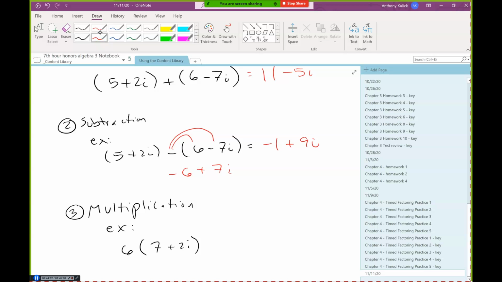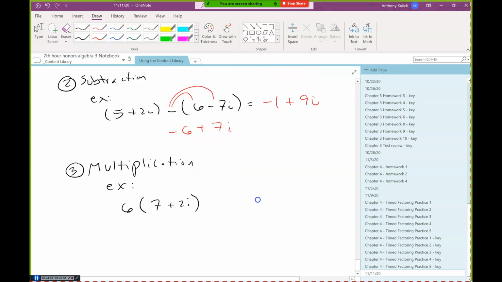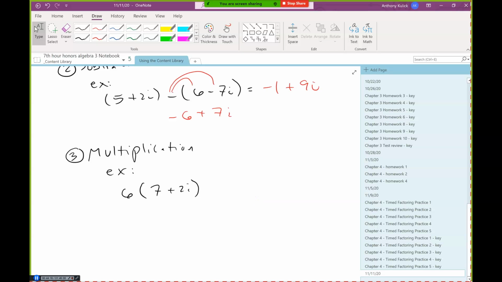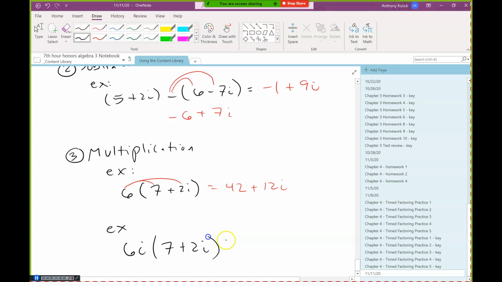Next, let's talk about multiplication. Let's say we have something like 6 times 7 plus 2i. What do you think we should do here? Just distribute. Yeah, exactly right. Exactly as you'd expect. So I just get 42 plus 12i. No big deal. What if instead I had 6i times 7 plus 2i?